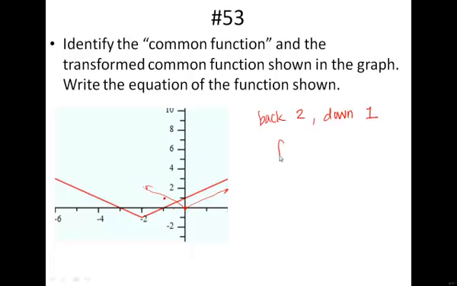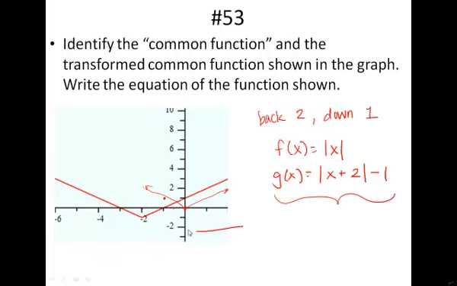So then how are we going to write that? We know we're going to play around with this function right here, the absolute value, because when you think absolute value, you think the V shape. But then in order to get back 2, we would want to attach something directly added onto the x or subtracted. And because it's backwards and it's the opposite of what we think, it's going to be plus 2. Okay, and then in order to get it down 1, we're going to go minus 1. There, I'll call it g of x because it's just been transformed, is that particular function. And if you graph this on your calculator, you would get something that looked like that.